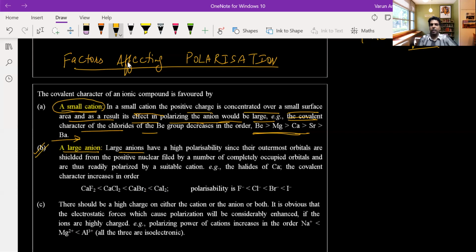Large anions have high polarizability since their outermost electrons are shielded from the positive nuclear field by a number of completely filled occupied shells. So the effective nuclear charge will be less. The outermost electron will face less effective nuclear charge due to the screening effect and the increase in the radius. Thus, the electrons will be polarized easily for a larger size anion. So larger size anions have more polarizability.